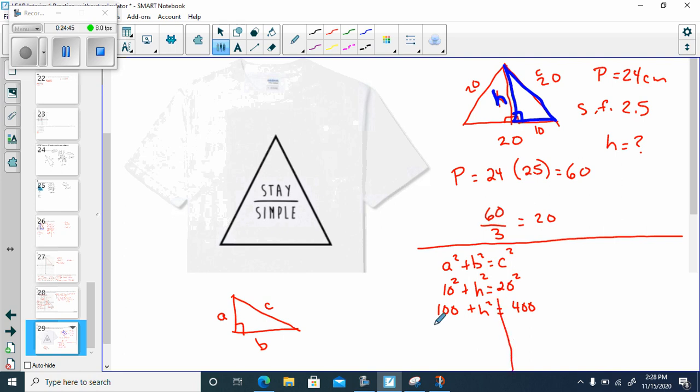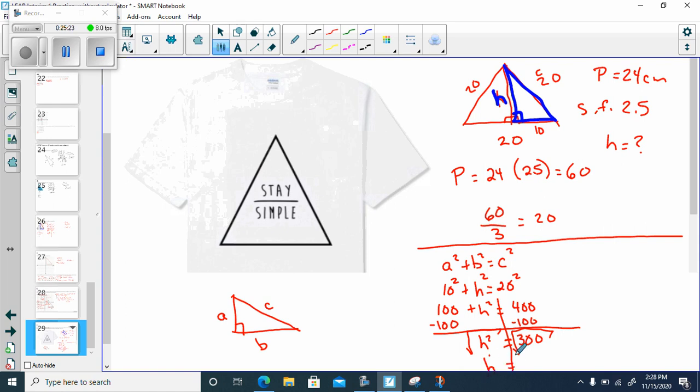Now, I need to subtract 100 from both sides because I'm trying to get h by itself, right? And I need to move this 100 to the other side so I can get h by itself. What I do to one side of the equal sign, I do to the other. So I've now got h squared is equal to 400 minus 100, which is 300. I'm not looking for h squared, I'm looking for just h, the height of this triangle. The opposite of squaring something is to take the square root of it. What I do to one side of an equal sign, I do to both. The square root of h squared is h, okay?